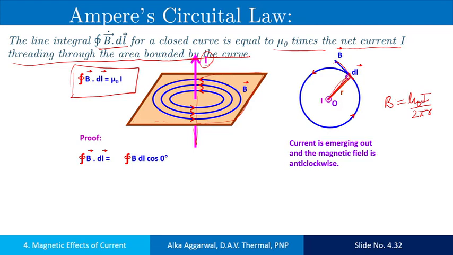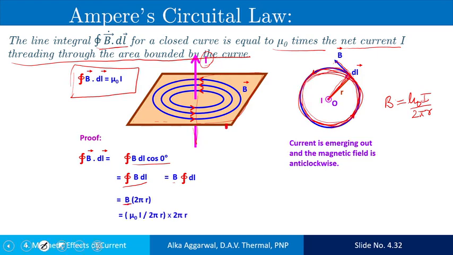B dot dl, as it is a dot product, can be written in this way. The value of cos 0 is 1, so it is equal to this, as the value of the magnetic field at all these points is the same. So it is constant and is taken outside the integral, and it is for this complete loop. This is the complete curve, and the complete length is 2 pi a. So it is written in this way.